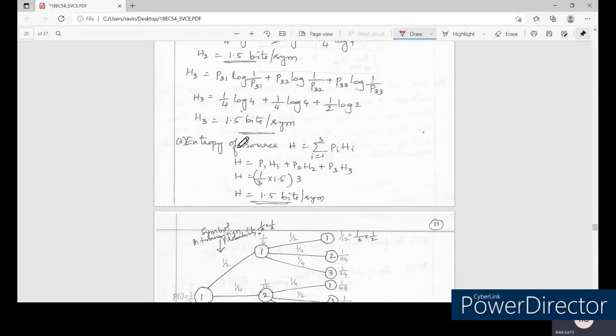In the last class, we came up with the expression that the entropy of the entire source is the sum of the product of the probability of being in the state and the entropy of that state.